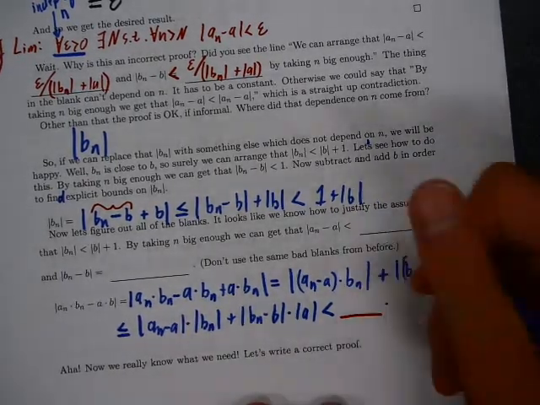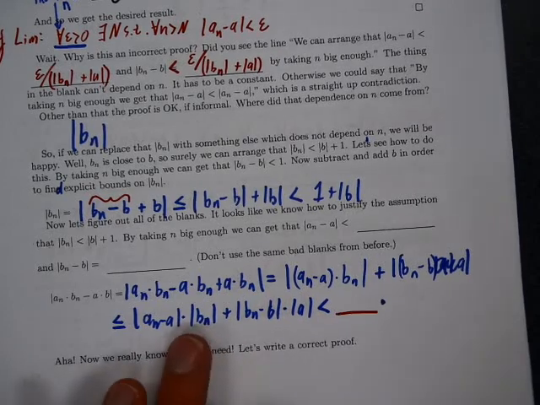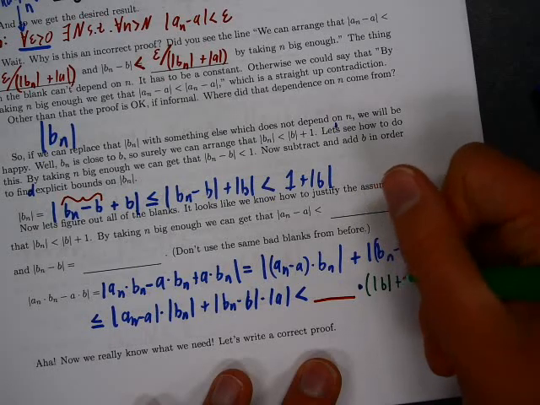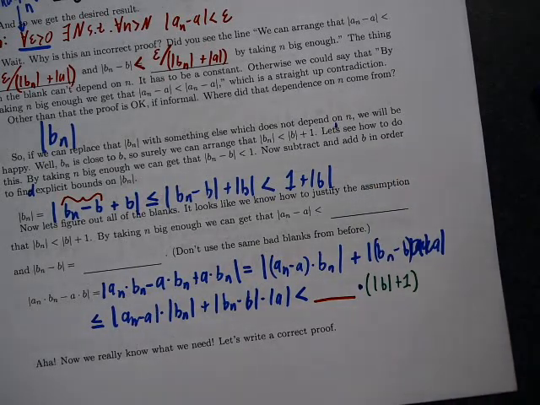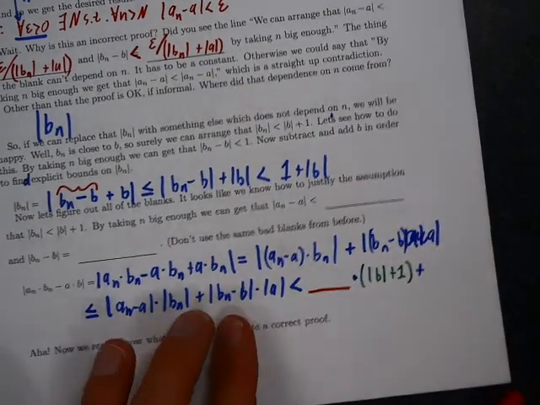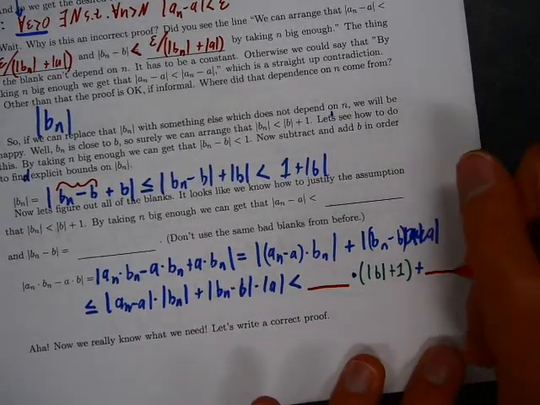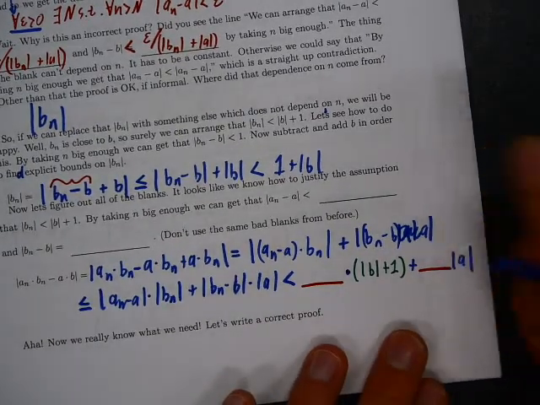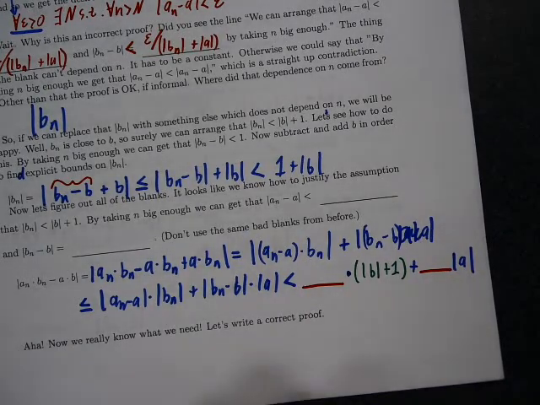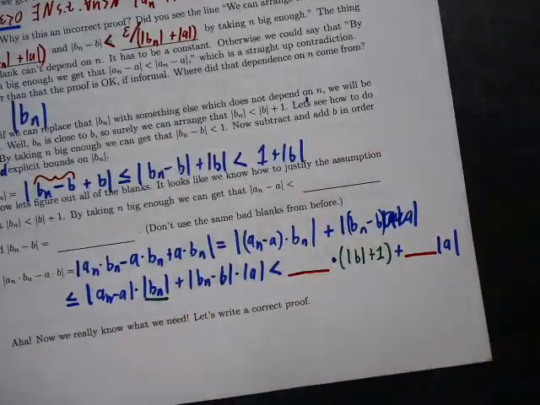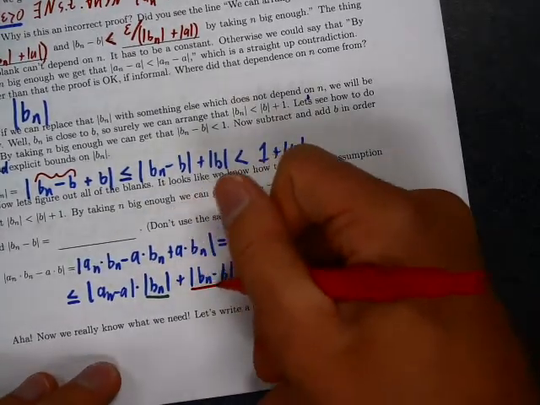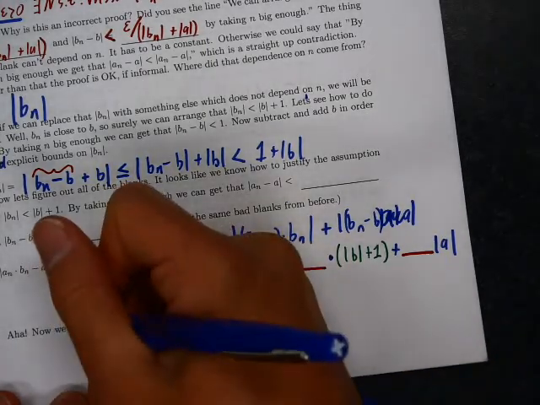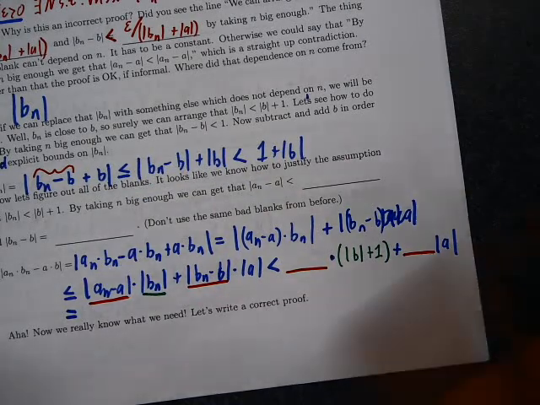Times the absolute value of b sub n, we have some control over that. That's less than the absolute value of b plus 1, plus, hey, b sub n minus b, that's one of the things that we have bounded above by a thing in a blank, times the absolute value of a. Maybe color coding: this corresponds to the green, this corresponds to red, that corresponds to red. Oh, but let's just write down what that is. So there's whatever we have in the blank.